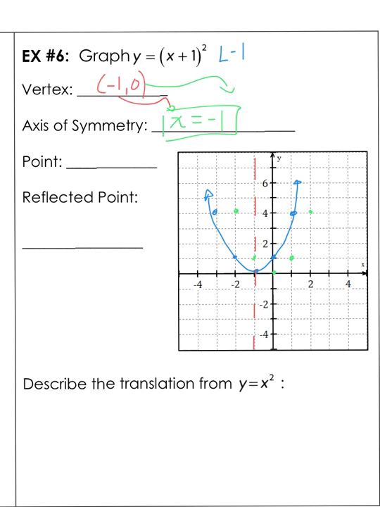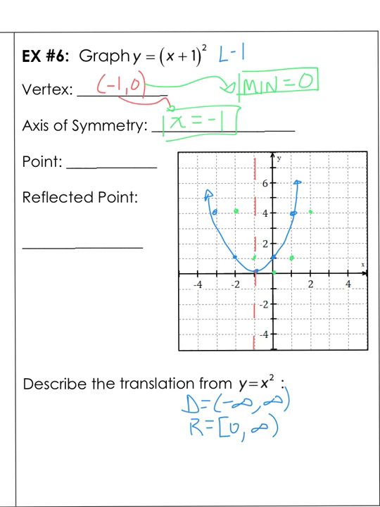The other thing I get is from the y value, the max or min value. Well, this is a min because your vertex is at the bottom and the y value is 0. That's going to help you with your range. So our domain is always negative infinity to positive infinity, but our range starts at 0 and moves up from there. So 0 to positive infinity.